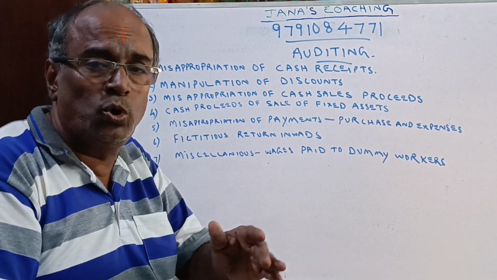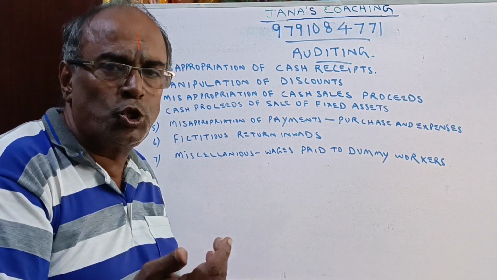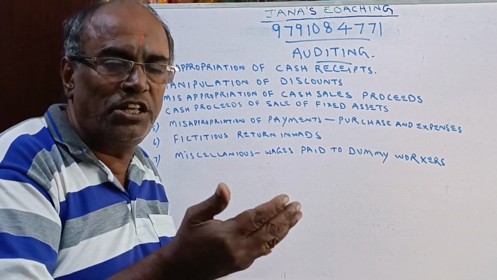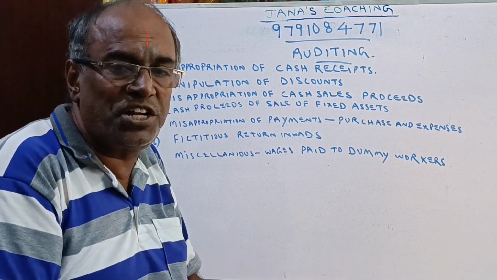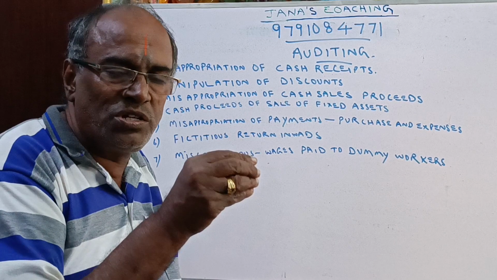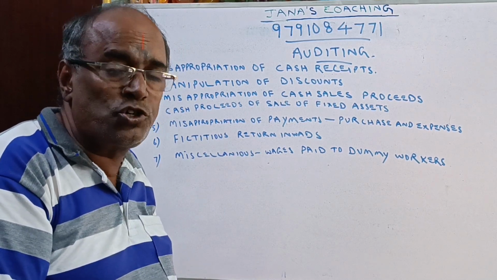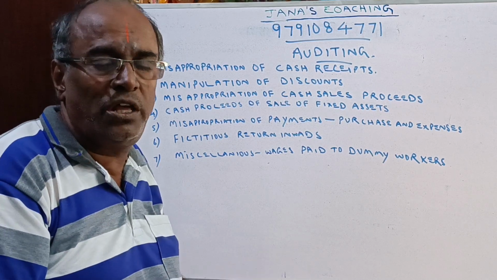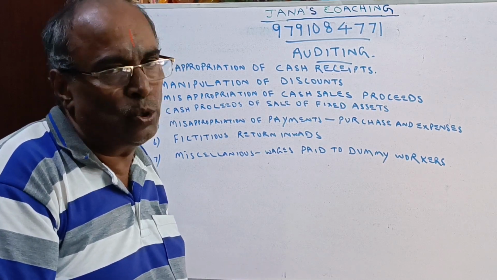Surprise audit, they have to enter the premises and they have to show me the cash book. What is the closing balance? Then the same balance is with the cashier or not. If any amounts lesser than the amount indicated in the cash book, then it has to be highlighted to the management, head of the management. This is the auditor duty.